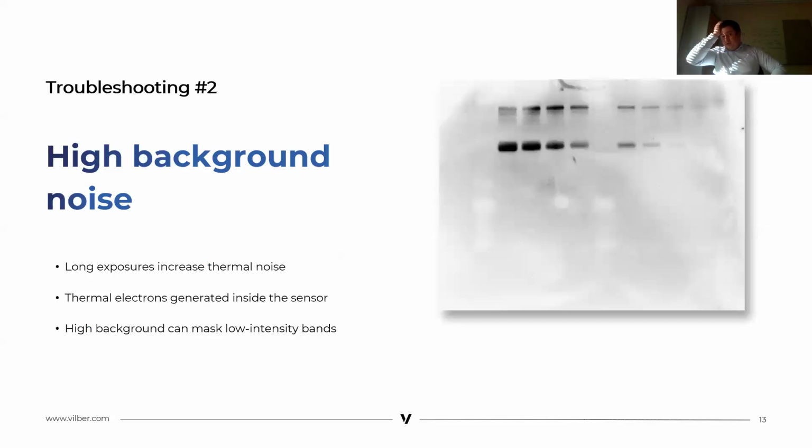The second troubleshooting is the background noise. Long exposure can increase thermal noise in the image. A camera produces heat, and this heat creates thermal electrons inside the sensor and adds unwanted signal. As a result, a high background can appear and may mask low intensity bands. And with this background, it will be impossible for you to detect your protein.